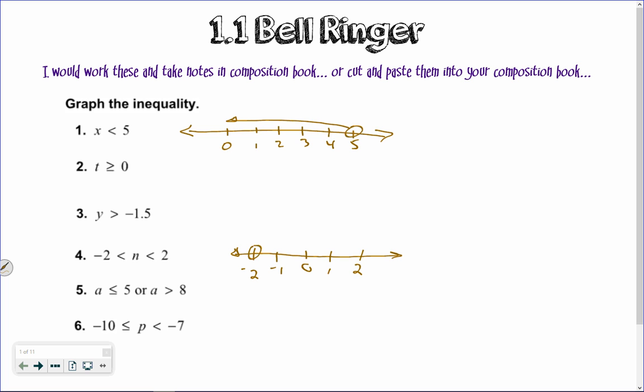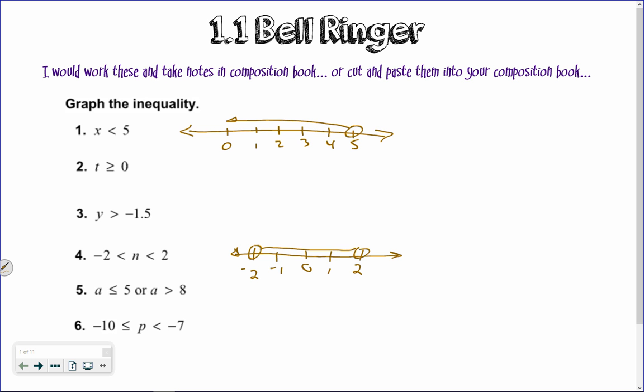So open dot there. Notice where's the variable at? It's in between the two inequalities, right? And they're both facing the same direction. So I would graph inside. Okay?